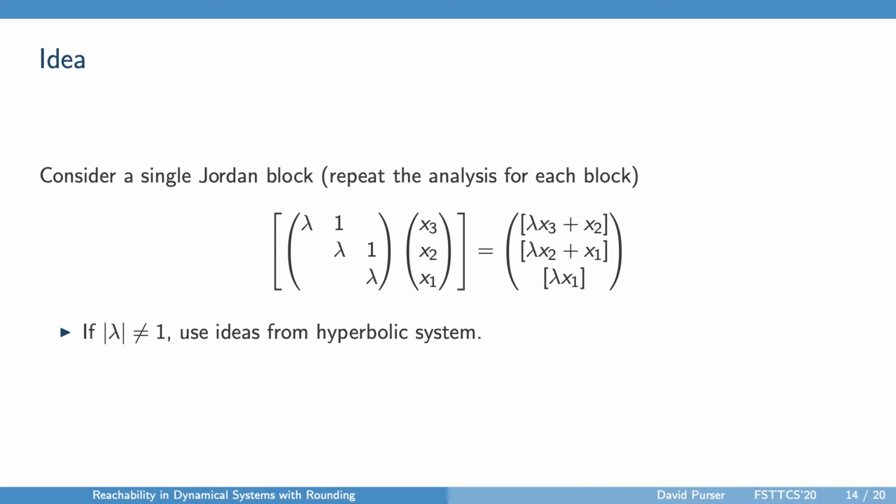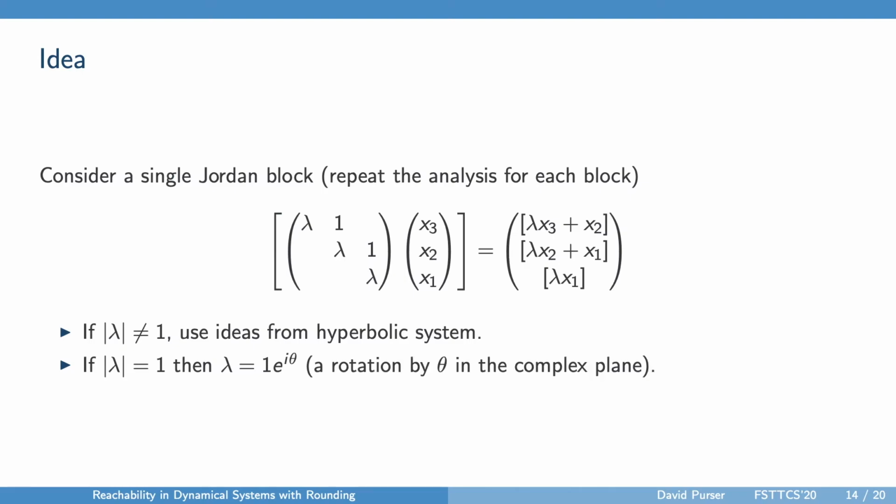If lambda is not 1, we can use the ideas from hyperbolic systems. If lambda is larger than 1, eventually we'll grow past the target. If lambda is below 1, there'll be a bounded region which we cannot escape. And so we only need to consider the problem when lambda is of modulus 1. This means lambda is e to the i theta, and therefore lambda represents a rotation in the complex plane by the angle theta.